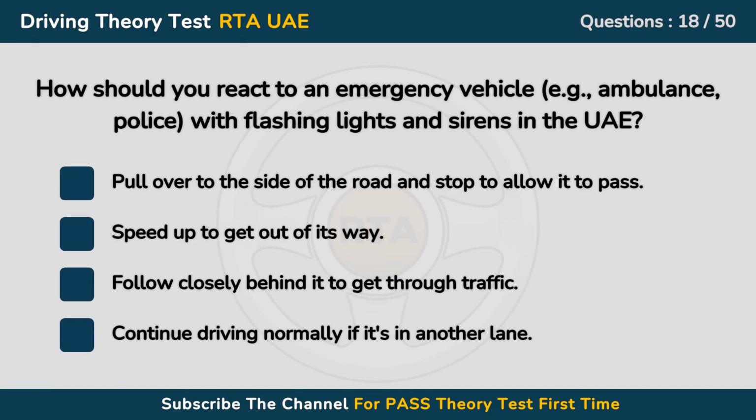Question 18. How should you react to an emergency vehicle, e.g., ambulance or police with flashing lights and sirens, in the UAE? A. Pull over to the side of the road and stop to allow it to pass. B. Speed up to get out of its way. C. Follow closely behind it to get through traffic. D. Continue driving normally if it's in another lane.